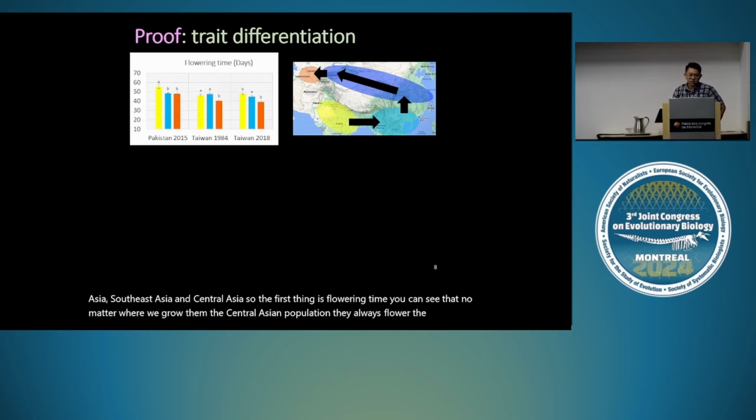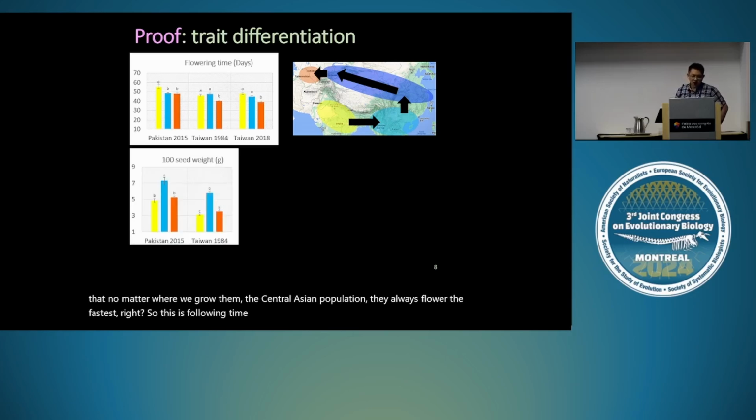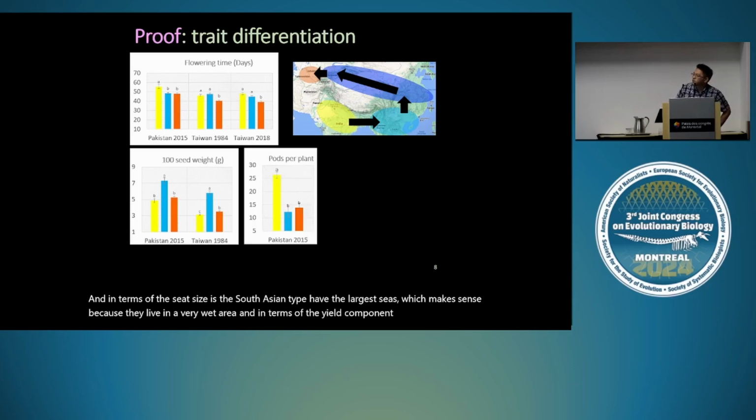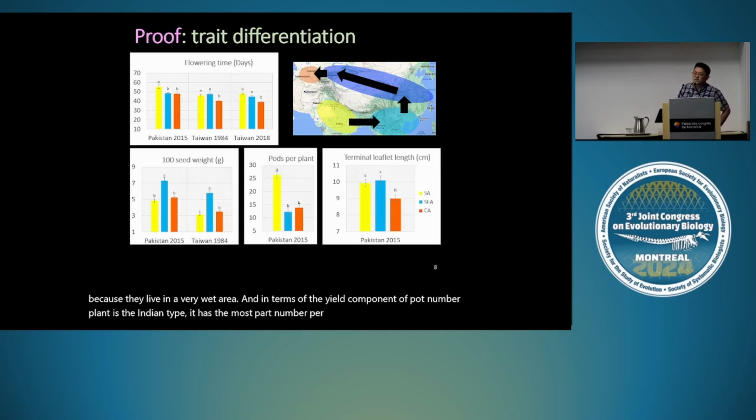Right, so this is flowering time. Now, in terms of yield and seed size, the South Asian type has the largest seeds, which makes sense because they live in a very wet area. In terms of the yield component of pod number per plant, the Indian type has the most pods per plant. And in terms of plant size, actually, it's a Central Asian population that's smallest.